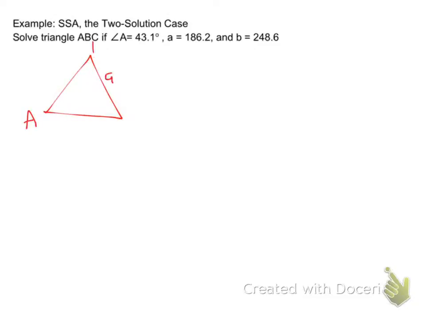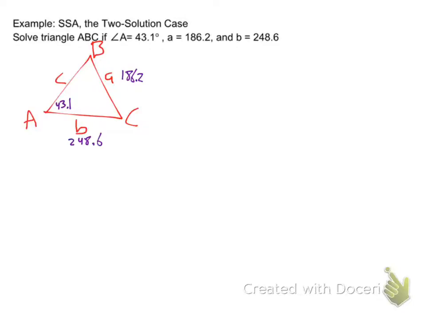A, B, C, c. A this time is 43.1, 186.2. These are just not turning out to be too nice, are they? 248.6. Find B, C, c. Same thing, right? Set it up.